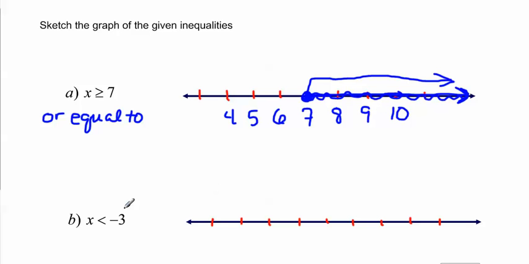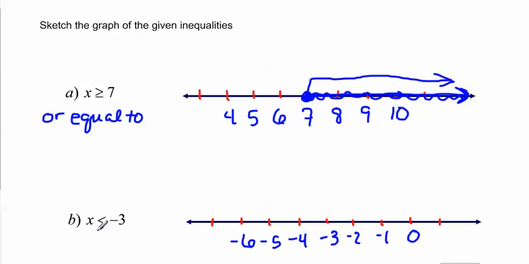Our next inequality is x is less than -3. So again, we're going to start off by scaling our number line here. We're going to start with a -3 there in the middle. Now we want to be careful. Remember that we're on the negative side here. So that means that 0 is up here. So this would be -2 and this would be -1. Remember that the values go backwards when we're going to the left with the negative numbers. So here would be -4 and here would be -5 and here would be -6.